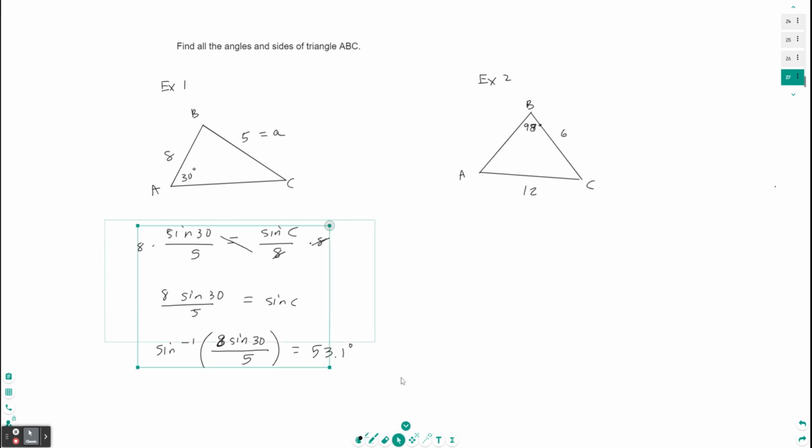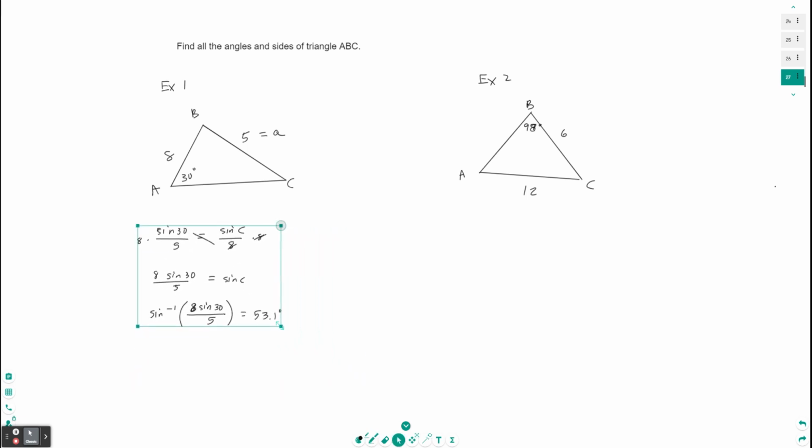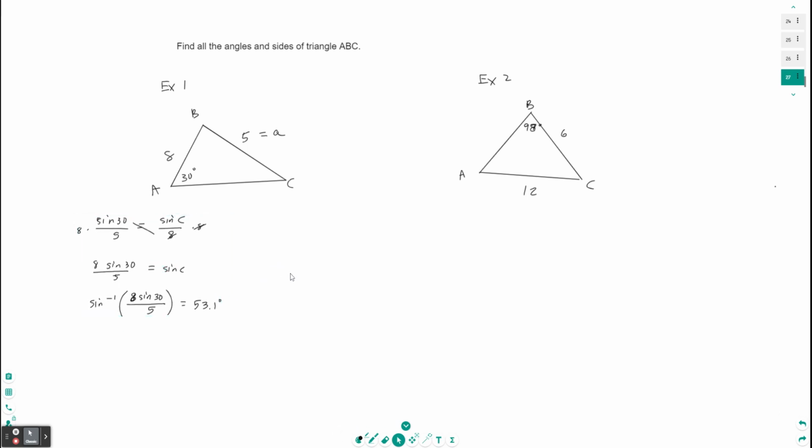If we complete this, we will also find angle B. So let's put that together. We have A is 30 degrees, and measure of angle C is 53.1. And then we get measure of angle B by subtracting both of these from 180. Okay, so let's do that. So we get angle B is 96.9. So that's case 1.